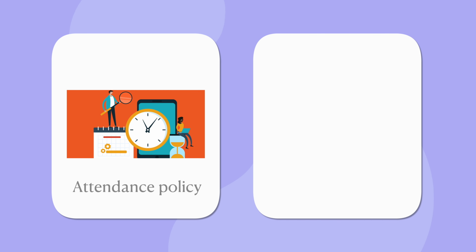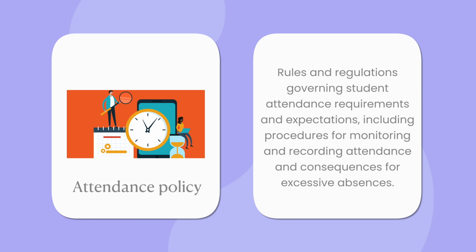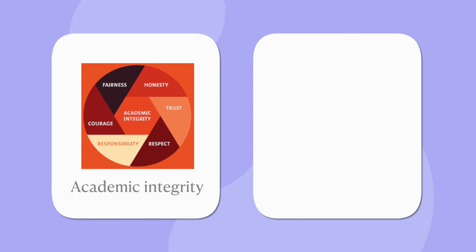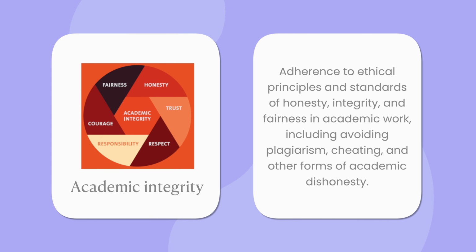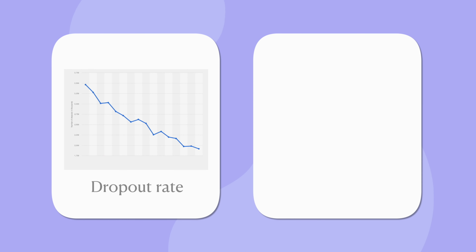Attendance policy. Rules and regulations governing student attendance requirements and expectations, including procedures for monitoring and recording attendance and consequences for excessive absences. Academic integrity. Adherence to ethical principles and standards of honesty, integrity, and fairness in academic work, including avoiding plagiarism, cheating, and other forms of academic dishonesty.